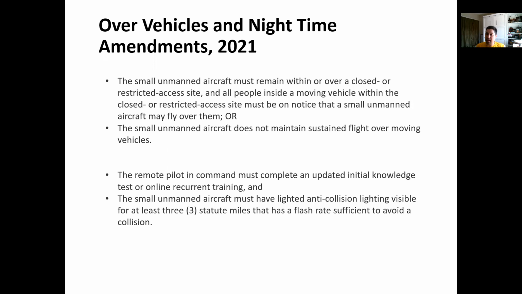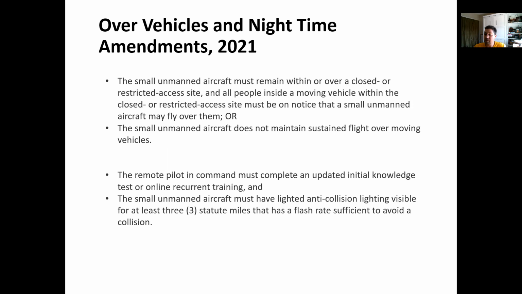Over vehicles and nighttime amendments. Small unmanned aircraft must remain within or over a closed or restricted access site, and all people inside the moving vehicle within the closed or restricted access site must be on notice that a small aircraft will fly over them. There's a lot of words here. So basically that's saying, if you're flying over vehicles, they should know about it.